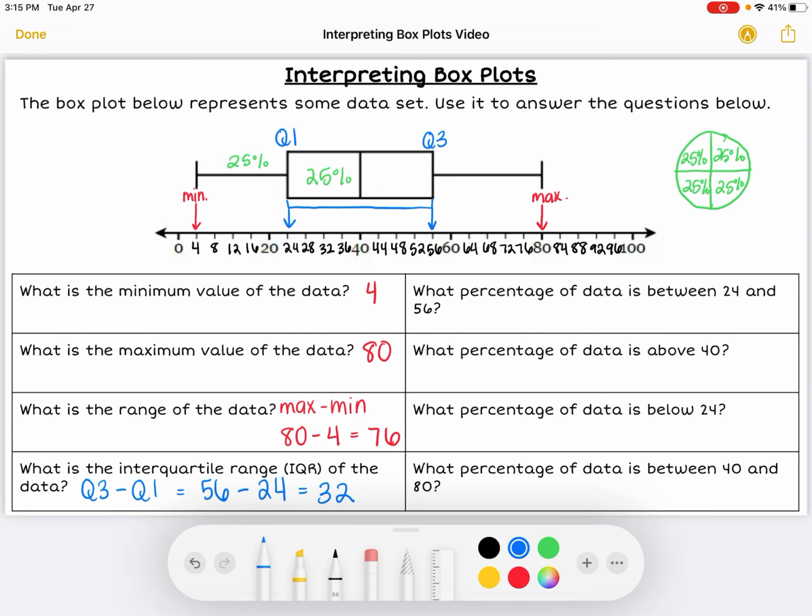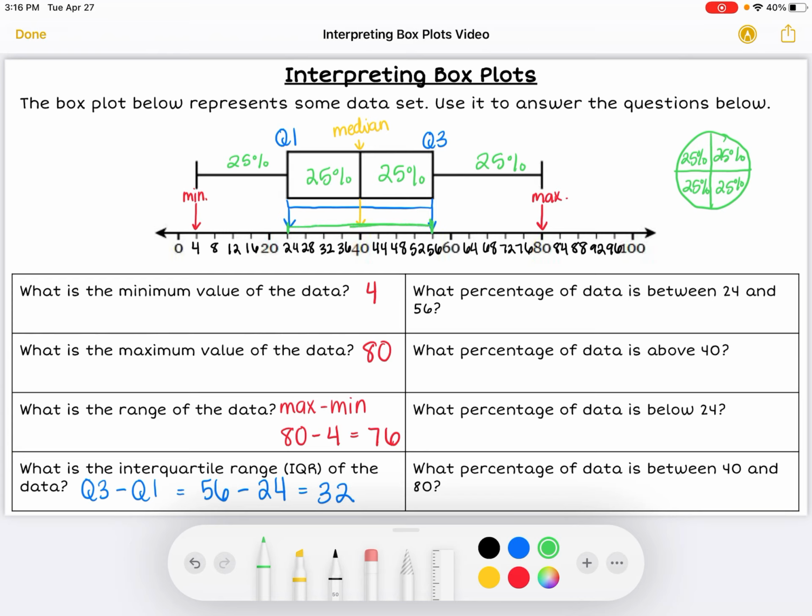We didn't mention this because it didn't ask for it, but this middle line here is the median because it splits the data in half. So if we were to be asked the median, it would be 40. Anyway, as we keep going, the right half of the box is 25% as well, and then the right branch is also 25%. So it says what percentage of data is between 24 and 56? Well, 24 is our Q1 and 56 is our Q3.